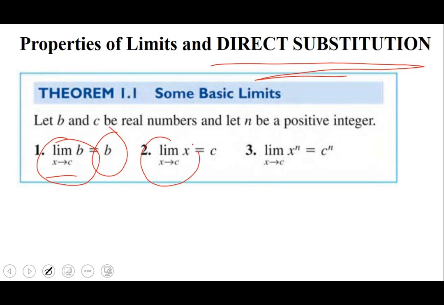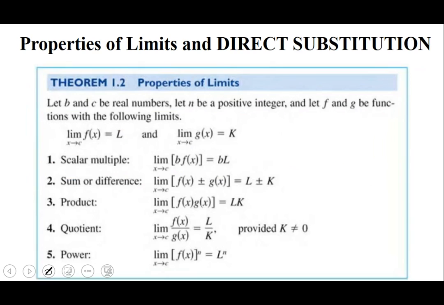What if you're going to some c value for just the function x? Well, you would plug c in for x, which would give you a limit of c. In number 3, let's say you were having x to the n. Well, you would plug that value of c in for x, and that would give you a limit of c to the n. Basically, the general idea for the next couple of slides is try to plug the number in. If you can, great, that's the limit. If you can't, then you have to do something else.